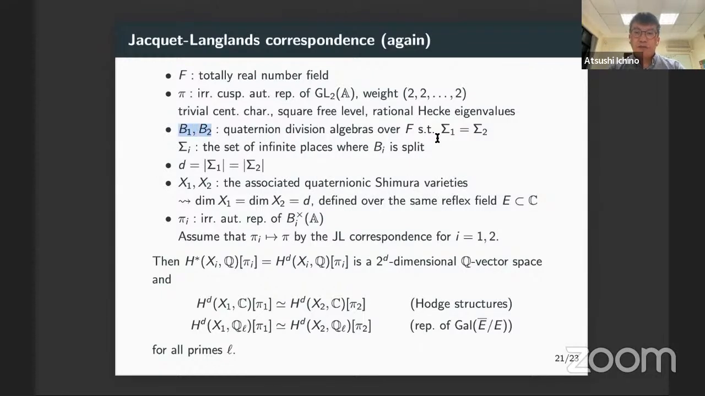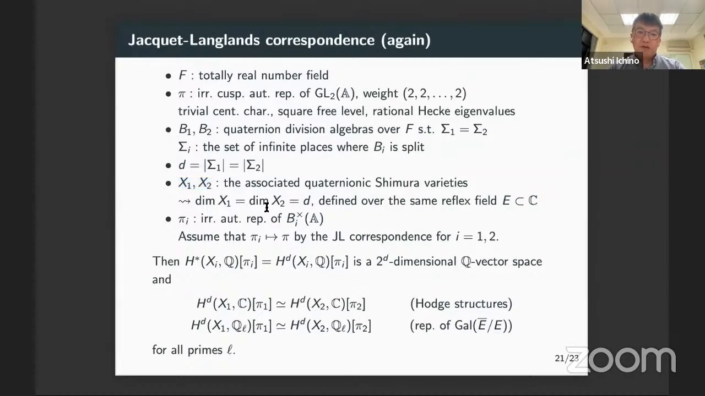And the crucial assumption is that this condition, sigma 1 is equal to sigma 2, where sigma i is the set of infinite places where B_i is split. Then we can associate the similar variety to B1 and B2, so we call them X1 and X2. Then we know by assumption that the dimensions of X1 and X2 are the same and equal to d, where d is the cardinality of the common set sigma 1 and sigma 2.